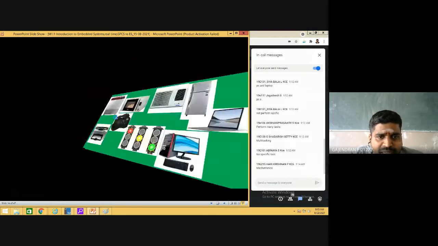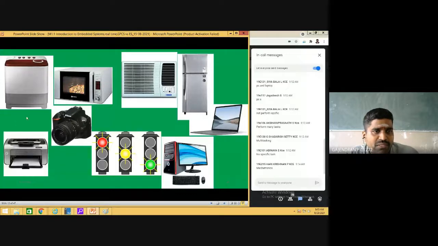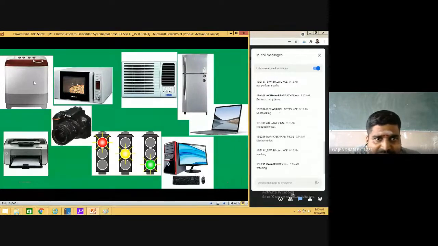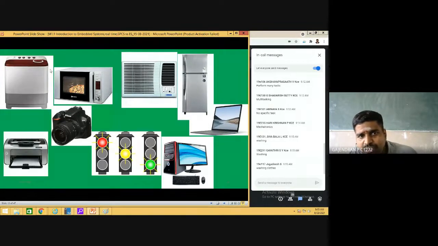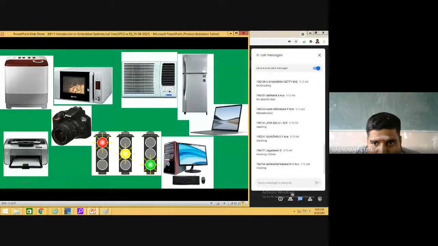Can anyone tell me what is the specific function of the first one, what I am highlighting? What is the specific function of this? Is my screen visible? Yes. Washing the clothes, very good. What is the specific function of this one? Second one, I am pointing at the second one now. What is the specific function of this? Hello? Cooking your food.